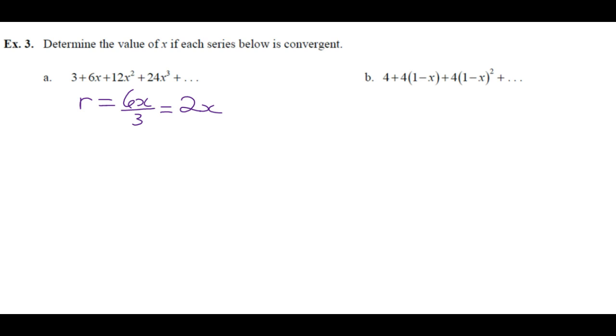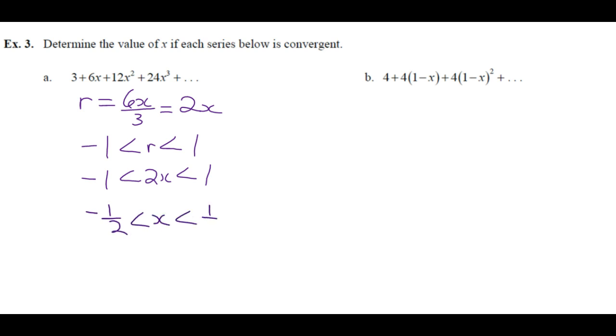What do we know about r for a series to be convergent? What's r? Between -1 and 1. So for convergent, we know this is true. Okay, we've got r, so we know that 2x has to be between -1 and 1. Now we can't leave it as 2x, so how do we get this just to be x? Divide by 2. Divide everything by 2, right? So we go through. -1/2 will be less than x, will be less than 1/2.